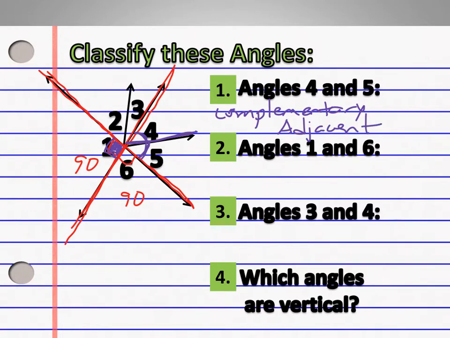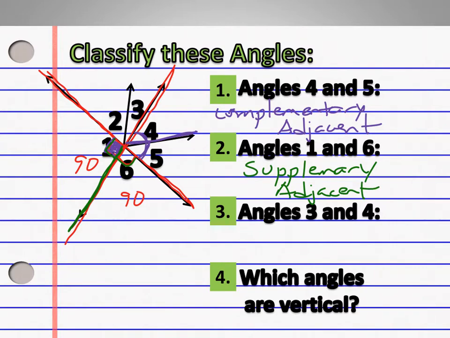Next, let's look at 1 and 6. 1 and 6, this is 90 degrees, that's 90 degrees. 90 plus 90 is 180, so those are supplementary angles. And they also share this line in between them, so they are adjacent also.